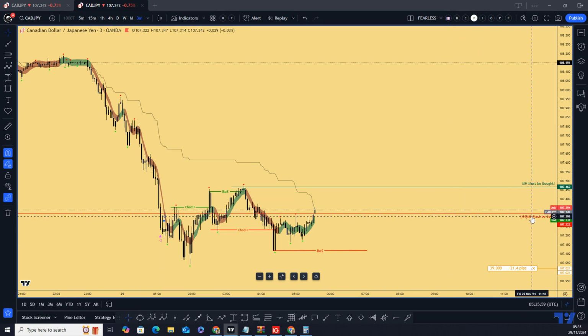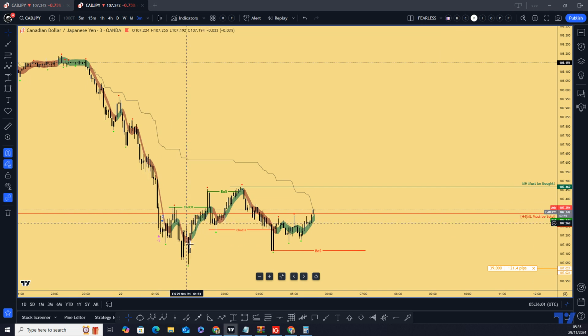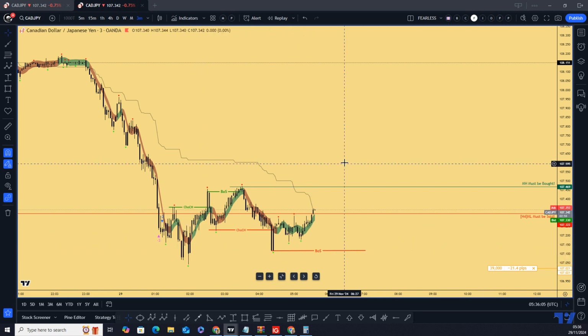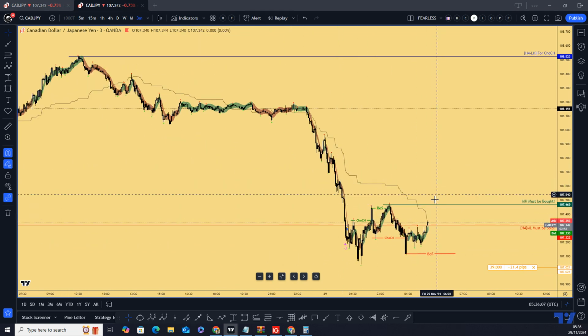This is the 4-hour momentum low that is giving us an anchor, a reversal move, and that is going to be strong if it comes true.